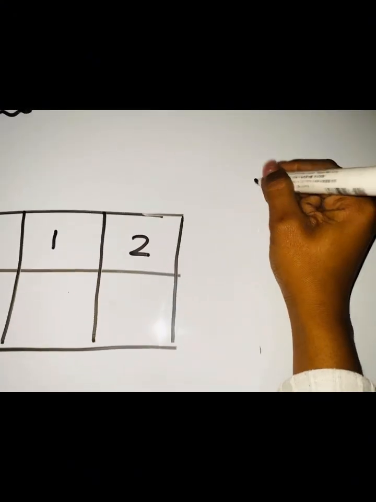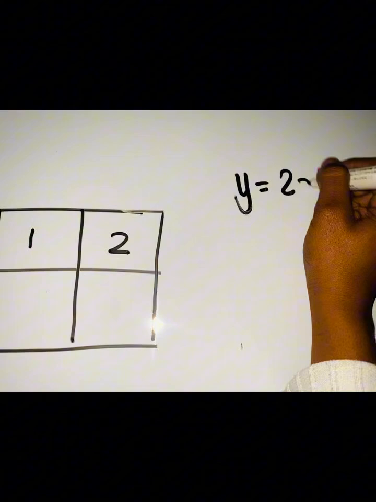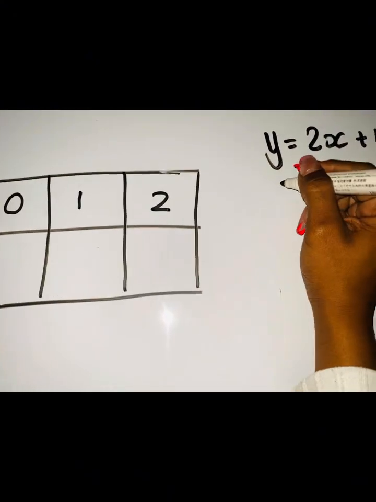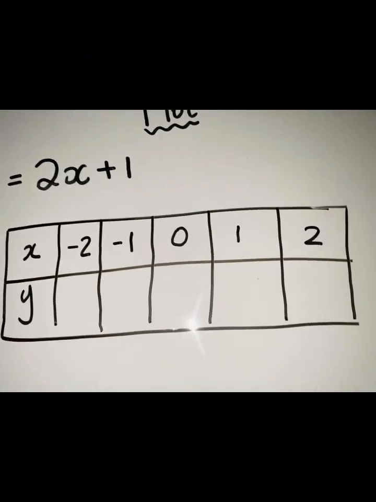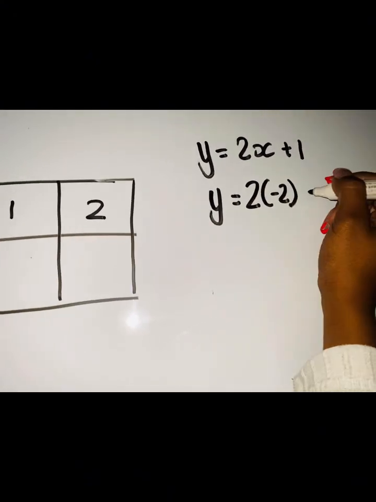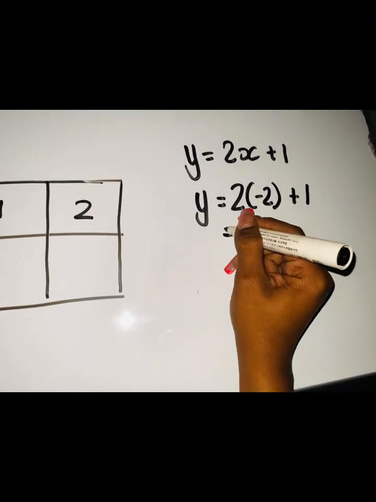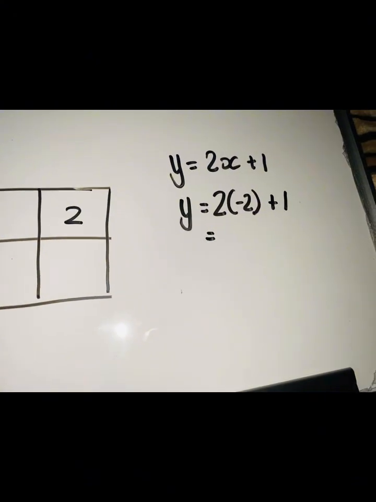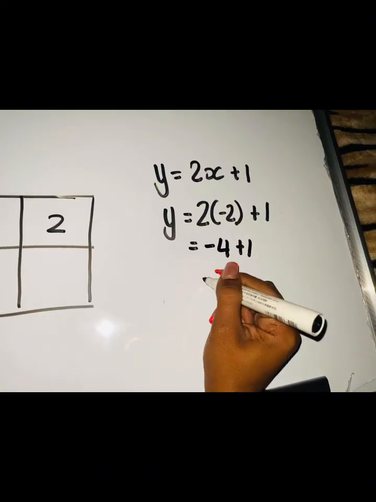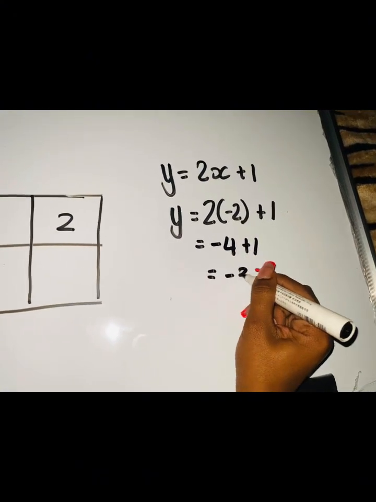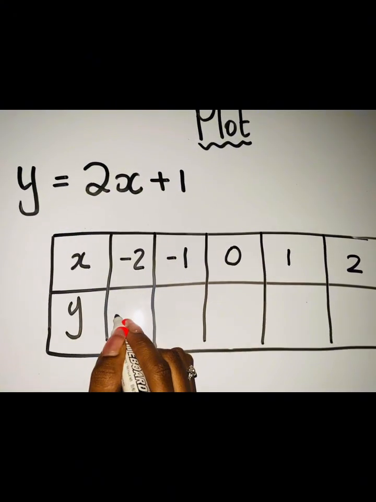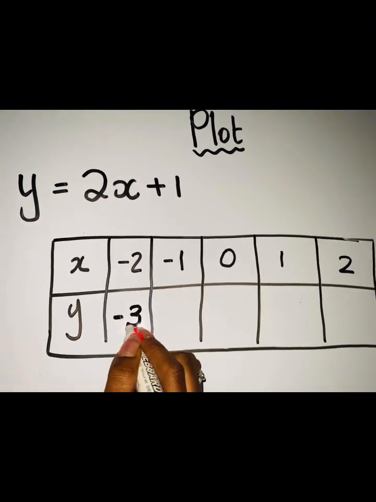Now, let's start. We have y is equal to 2x plus 1. We're going to start with the first value of x. So meaning in the place of x, for the first one, we're going to substitute negative 2, so 2 times negative 2 plus 1. If we multiply 2 times negative 2, we're going to get negative 4 plus 1, which is equal to negative 3. So when x is negative 2, our y is going to be negative 3.